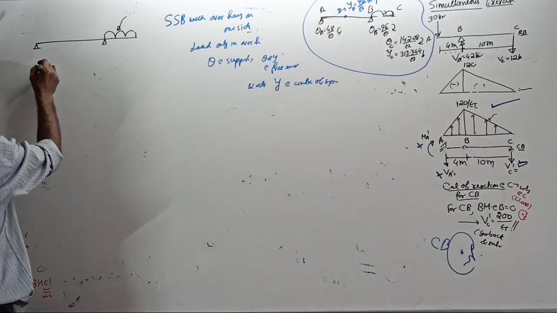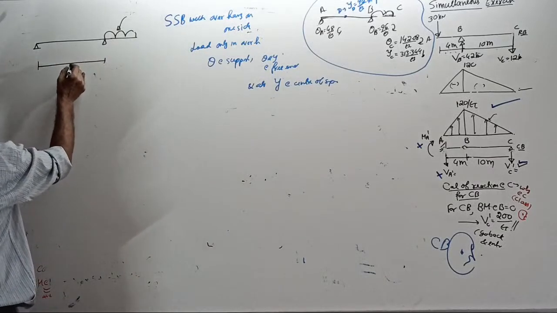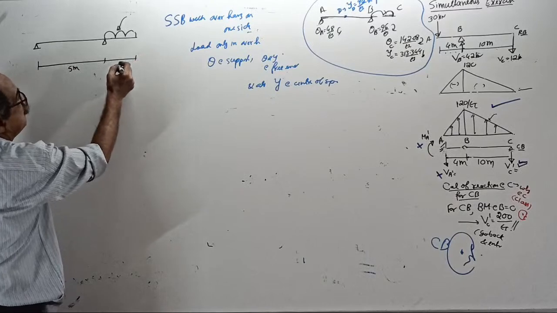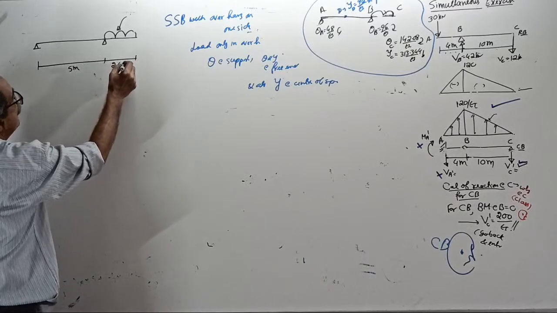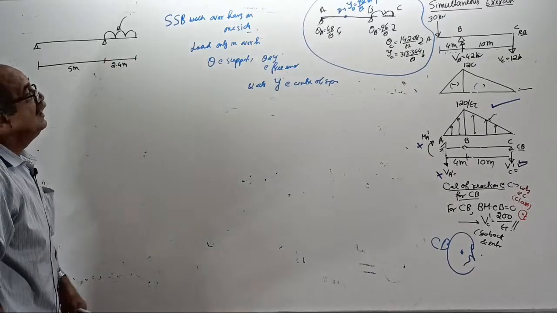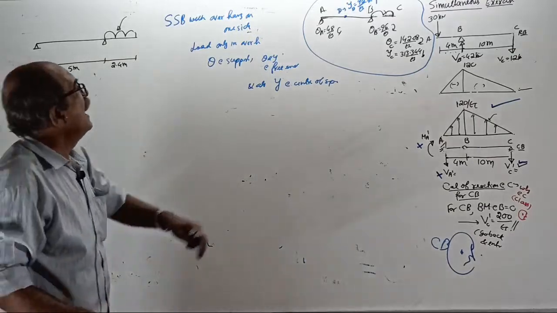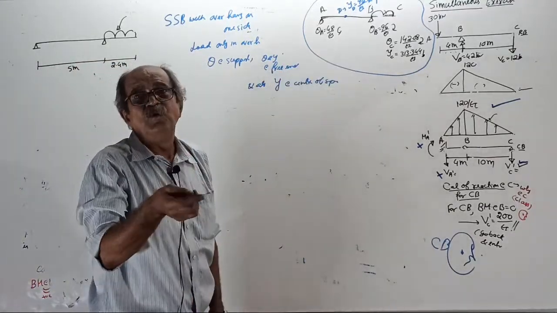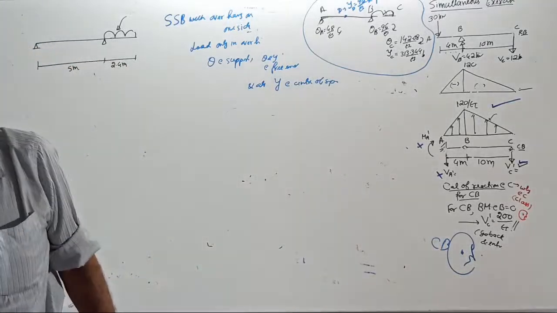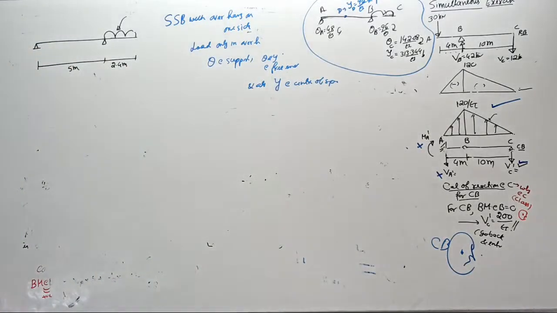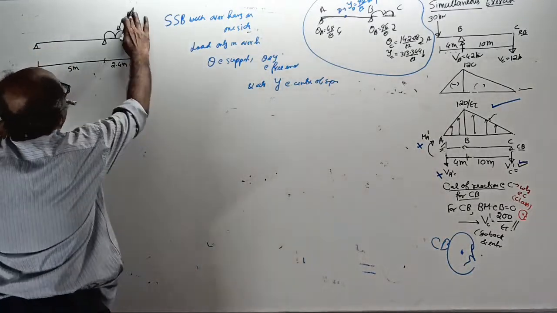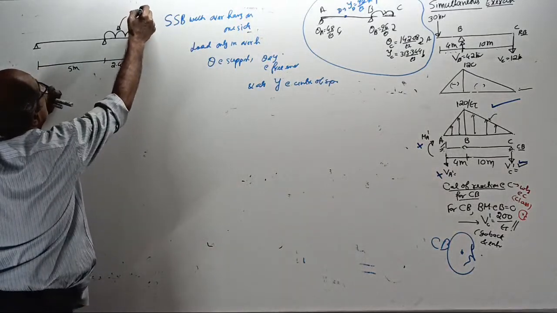This is 5 meter. I still remember. This is 2.4 meter. I still remember. The load I forgot. I can do one thing. What is that? I can see the answer. See what load will produce that slope and deflection. I can solve that way. If you can tell the load. 20 kN per meter. Okay, 20 kN per meter. This question.